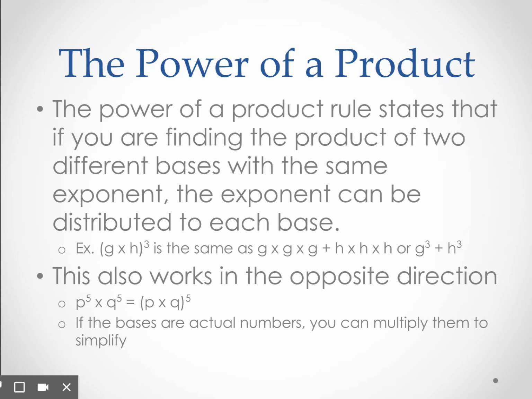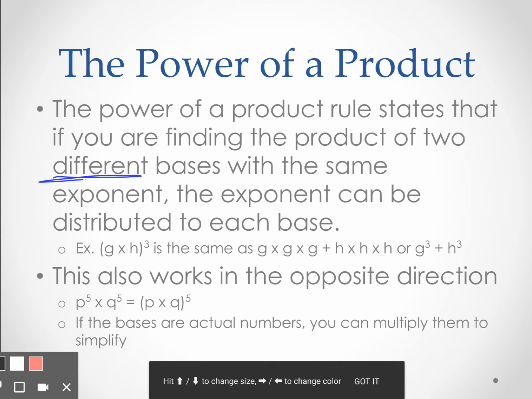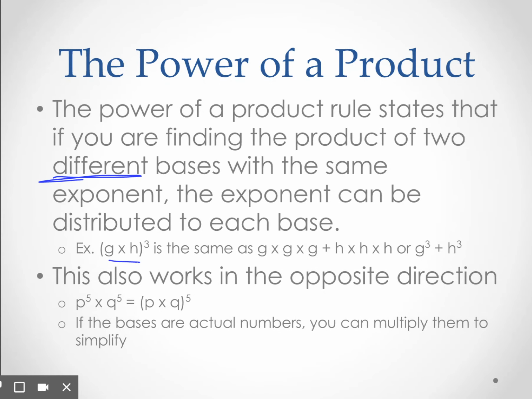The power of a product rule states that if you are finding the product of two different bases, again, this is when we are dealing with different bases that have the same exponent, the exponent can be distributed to each base. So for example, if we have g times h and they're both being raised to the third power, it would be expanded as g times itself 3 times times h times itself 3 times, which could be simplified into g to the third times h to the third.